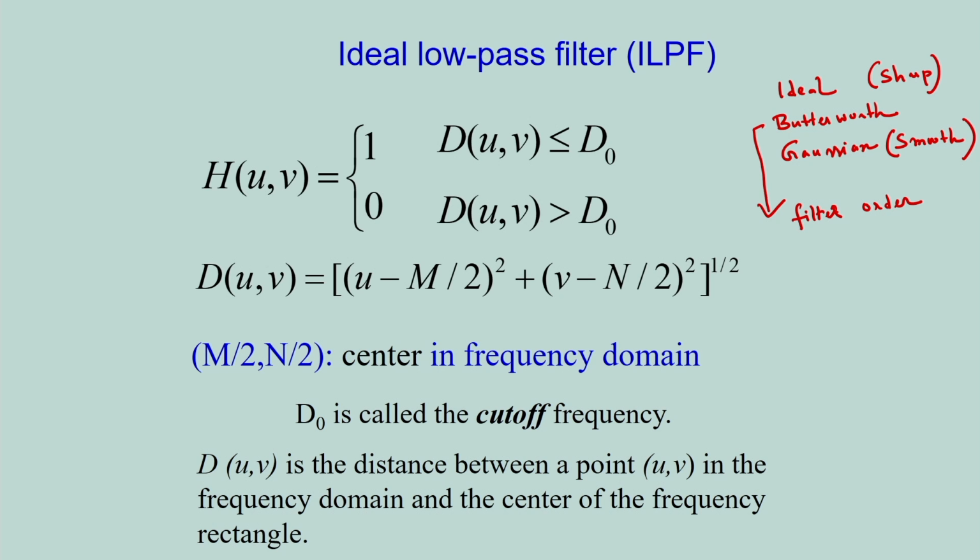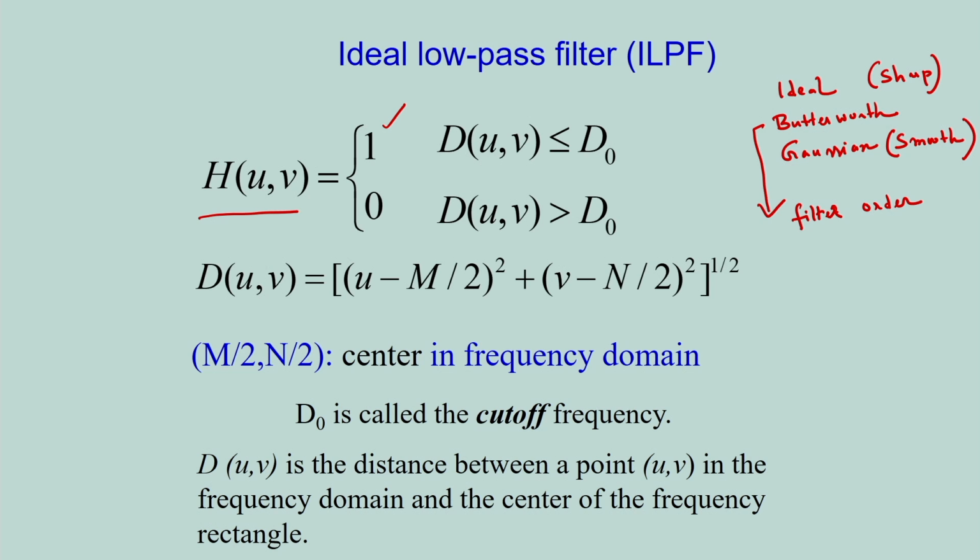Now corresponding to the ideal low pass filter in the frequency domain, I am defining the filter function. The filter function is H(u,v). Already I have explained what u is: u is the spatial frequency in the x direction, and v is the spatial frequency in the y direction. D naught is a positive constant, called the cutoff frequency. If D(u,v) is less than or equal to D naught, the response will be 1. If D(u,v) is greater than D naught, the response will be 0.